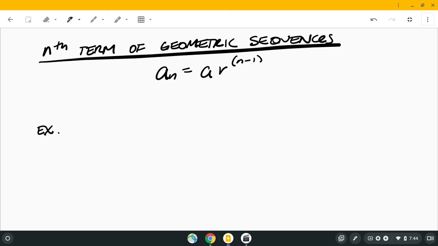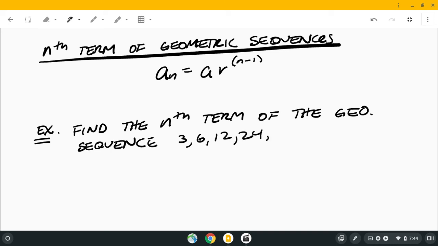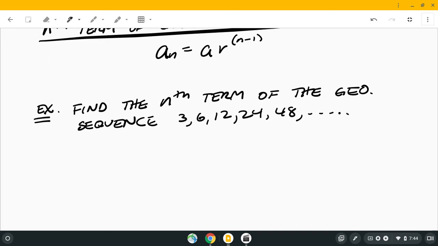Okay, so let's take a look at an easy example. Find the nth term of the geometric sequence 3, 6, 12, 24, 48. Okay, so let me not scroll that far up.